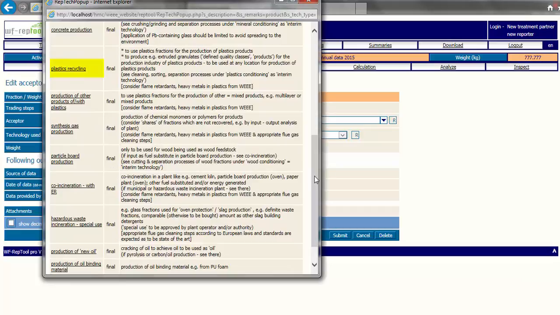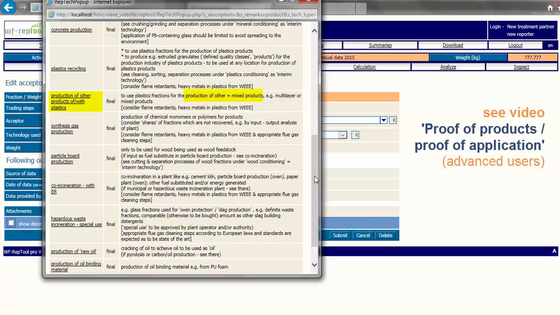Or plastics recycling. See here a change of physical characteristics by melting in the extruder, but also production of other products of or with plastics. We give the examples of multi-layer or mixed products where defined plastics are used to press them or use plastic products for any other specific application. See a special video on proof of products, proof of application under the videos for advanced users.